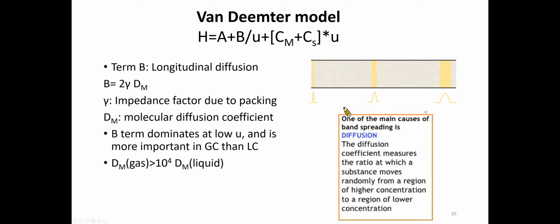The concentration of analyte is less at the edge of the band than at the center. Analyte diffuses out from the center to the edges. This causes band broadening. If the velocity of the mobile phase is high, then the analyte spends less time in the column, which decreases the effect of longitudinal diffusion.